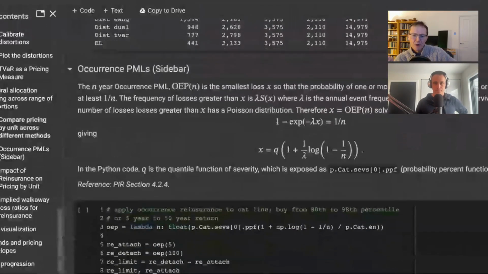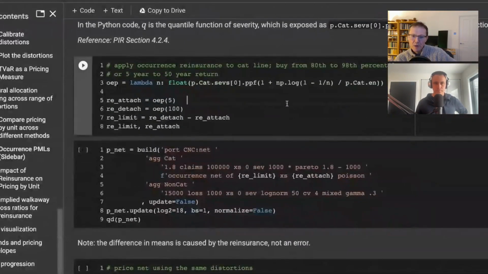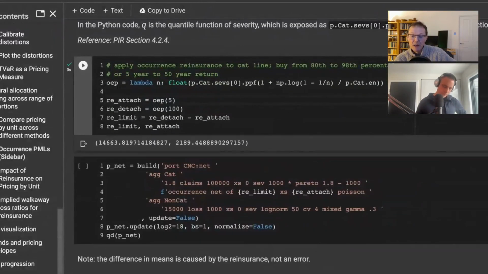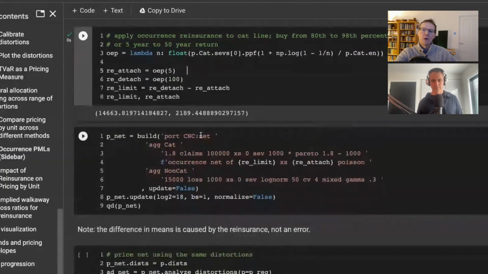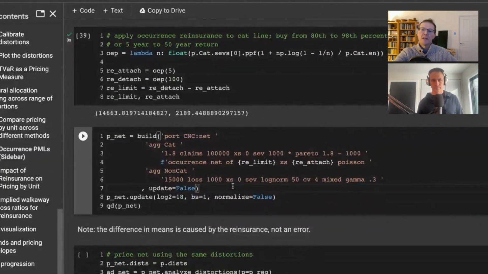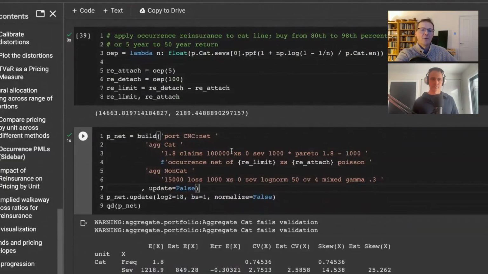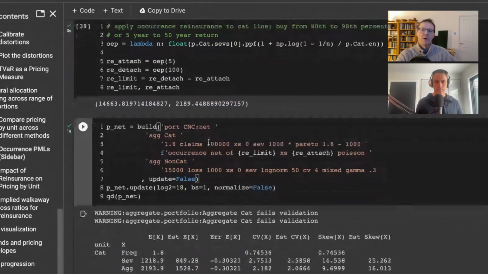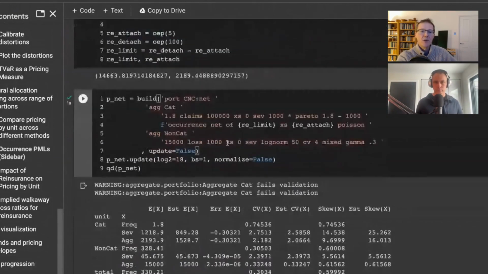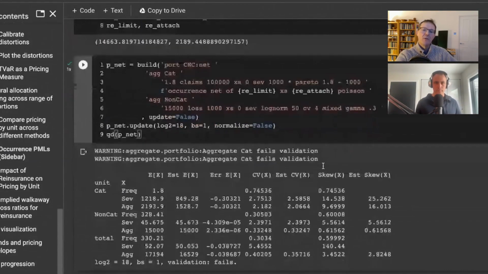All right, so what I want to get to now, and where people are going to use this, is, well, let's apply some reinsurance, right? And let's see how much money we might have to spend on it. So I want to calibrate. I don't want to waste time on this. I'm going to calibrate some per occurrence reinsurance that buys you from the 80th to the 98th percentile. It works out to be 14.6x of 2.2, and then we make a new portfolio where we apply it. So the new line is line 4 there, where you've got the occurrence net of the relimit excess the reattachment. Okay, so this will make a net portfolio for us.